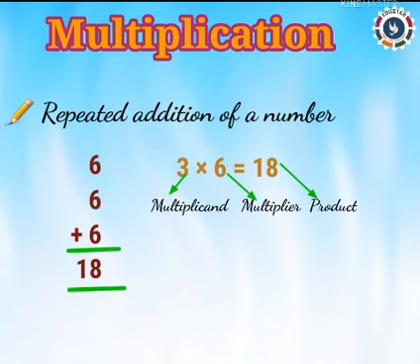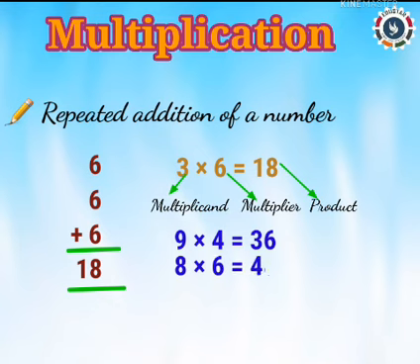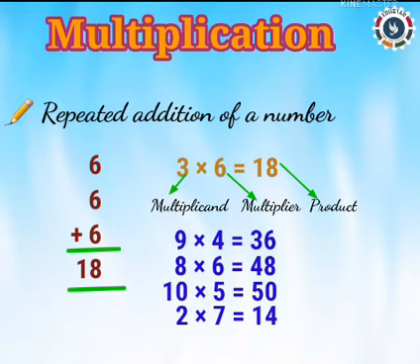Now answer my question. 9 4s are 36. 8 6s are 48. 10 5s are 50. 2 7s are 14. 5 4s are 20.